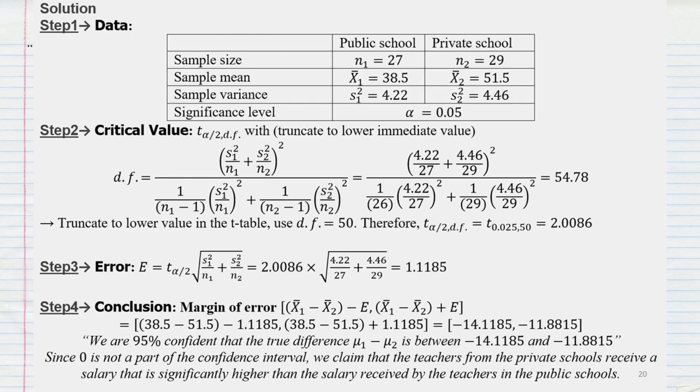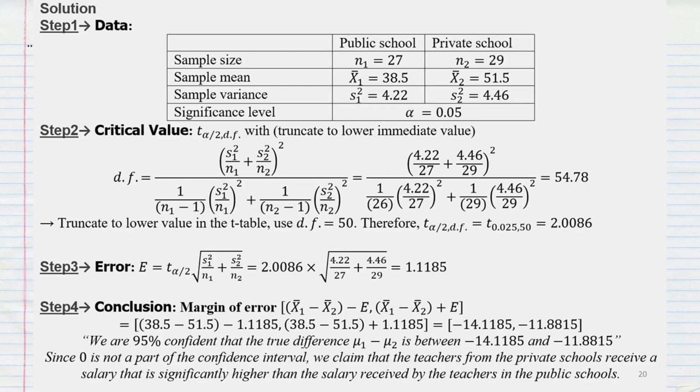Step 1, gather the data in a table as shown in the slide. Step 2, calculate the degree of freedom and use it to find the critical value using the t-distribution. Step 3, calculate the error to find 1.1185. Finally, step 4, calculate the margin of error and make a conclusion.